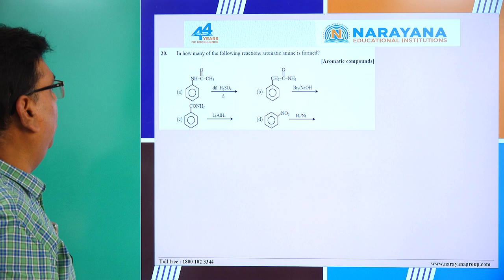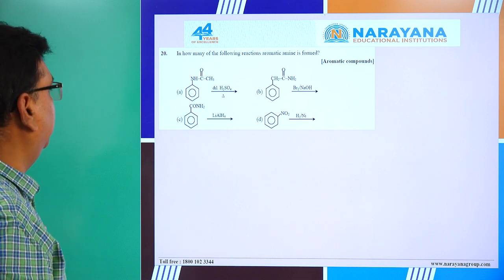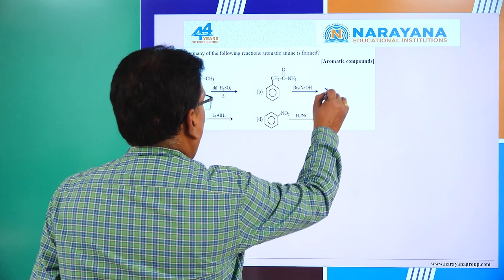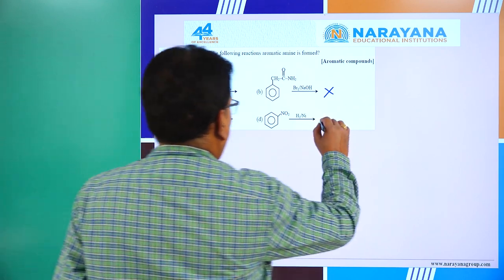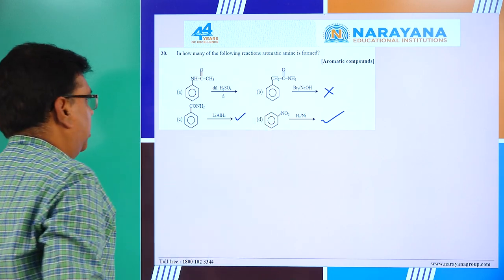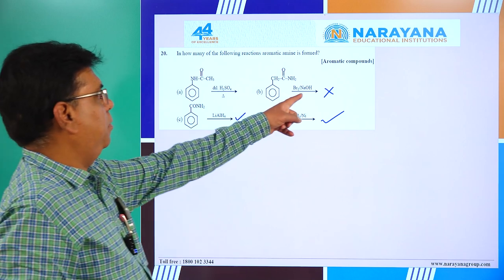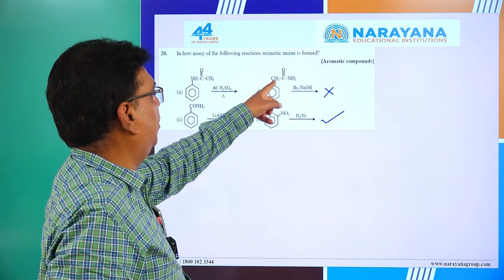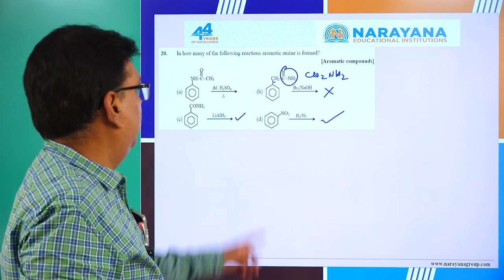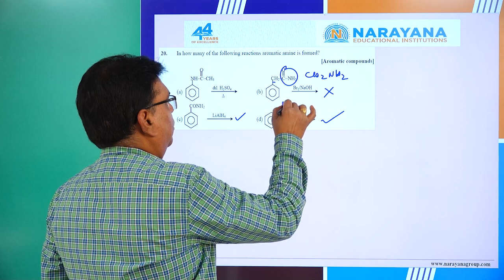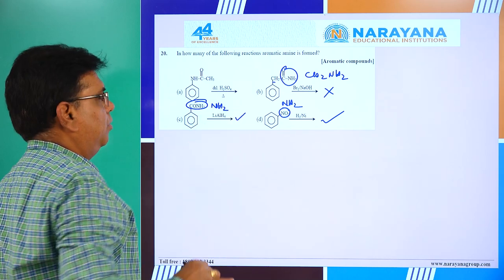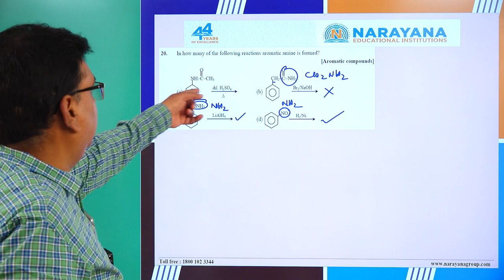In how many of the following reactions is aromatic amine formed? So here, in this case aromatic amine is not formed, in this case aromatic amine is formed, and this is also aromatic amine formed, right, because this is bromine NaOH, this is Hofmann bromamide, where you will get primary amine, CH2NH2 is what you will get here. Here nitro is directly reduced to NH2, and lithium aluminum hydride reduces CONH2 to NH2, and this is of course dilute sulfuric acid, that is not possible.